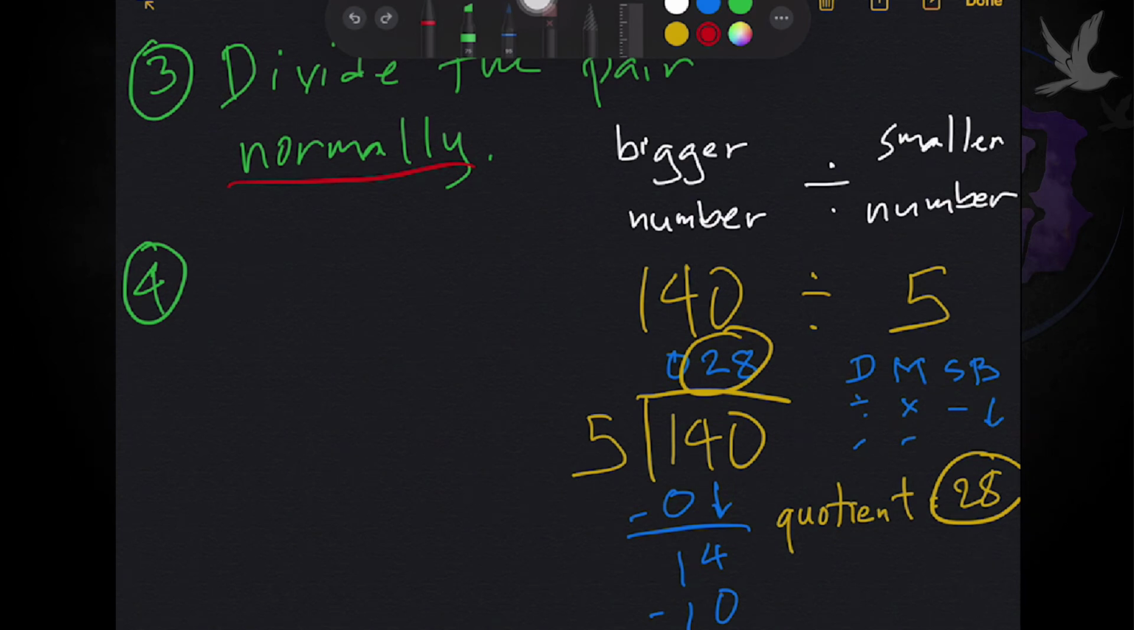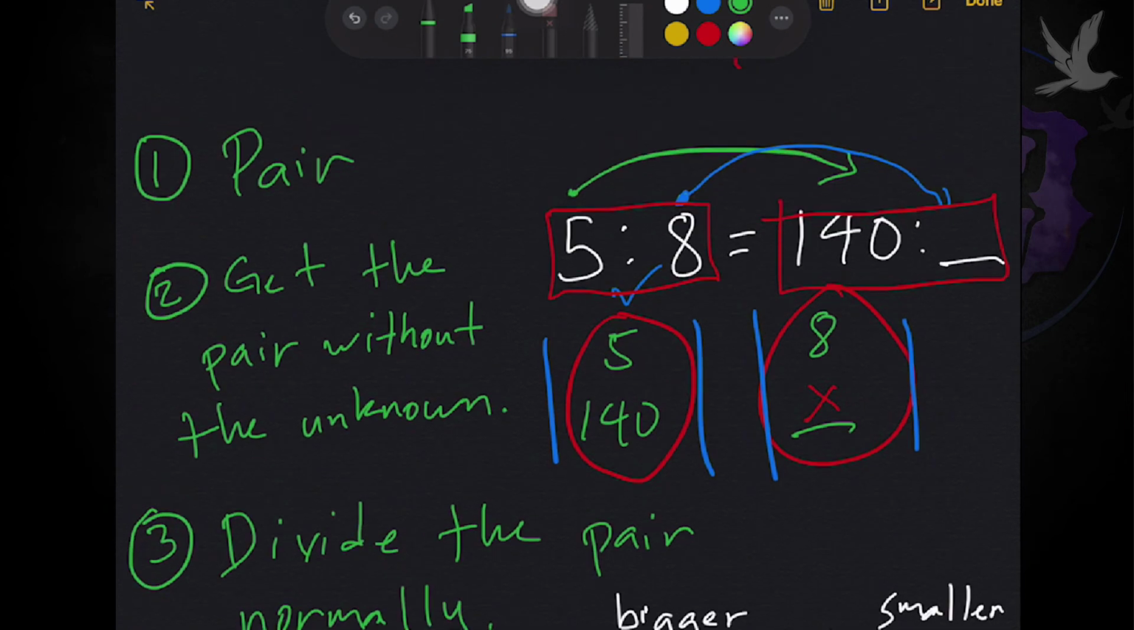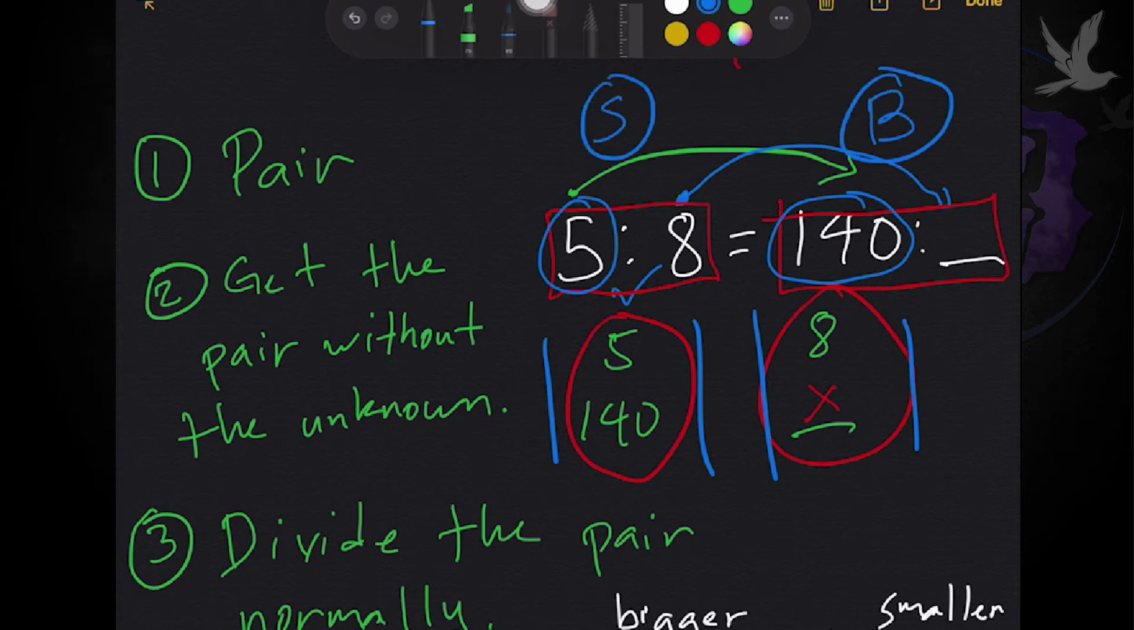Identify bigger or smaller ratio. Yan ang kailangan nating hanapin. Is 5:8 smaller or bigger compared to 140 is to blank? Obviously, by simply looking at the pair pa lang, dito pa lang mismo sa 5 at saka sa 140, ano ang mas malaki? Ang 140, di ba? 140 is bigger, which means that this value over here is bigger, and this value over here is smaller.